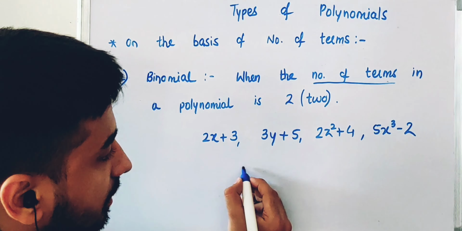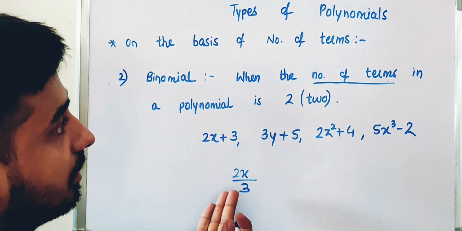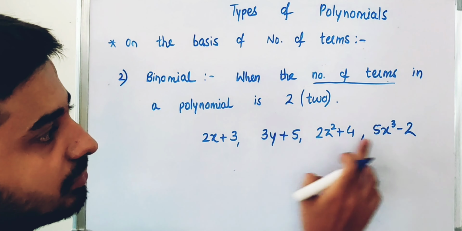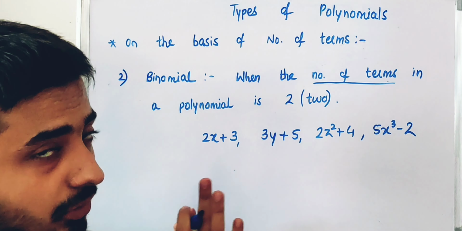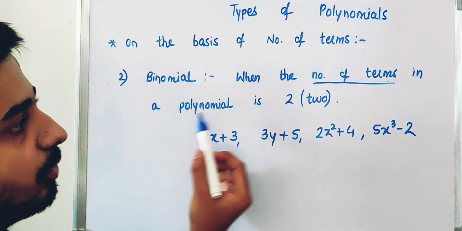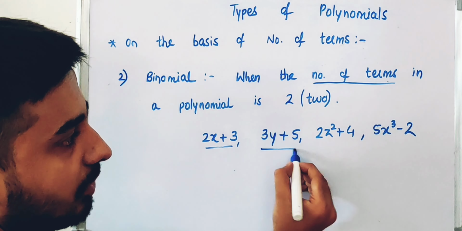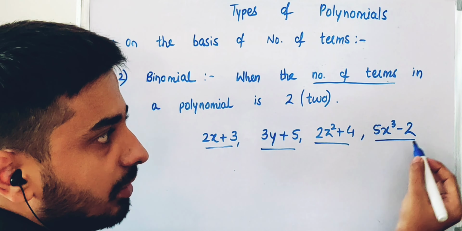Here you can't separate like this. For example, 2x by 3. No, you can use only plus or minus between the two terms, not multiplication, not division. So whenever the number of terms in a polynomial is 2, then it is known as binomial. Clear? This is a binomial. This is also a binomial, and this is also a binomial.